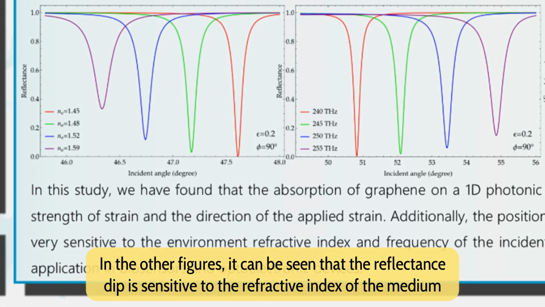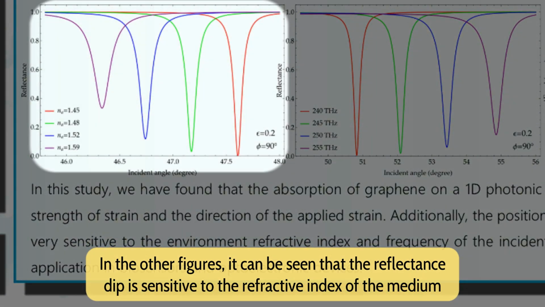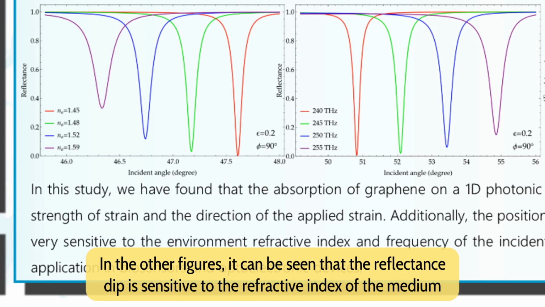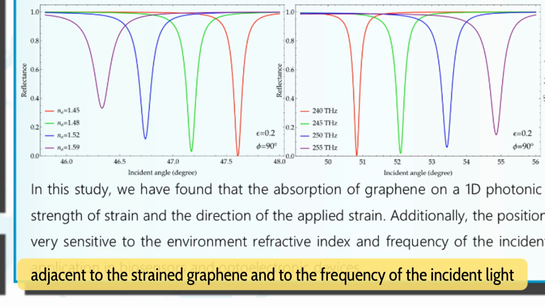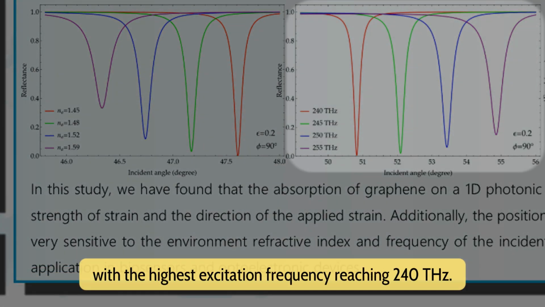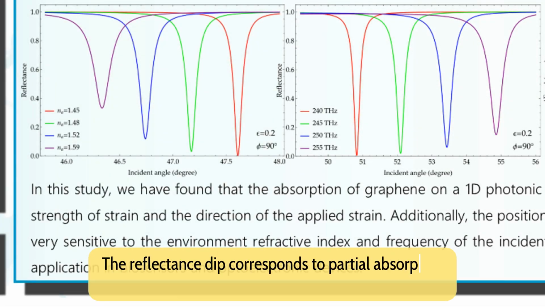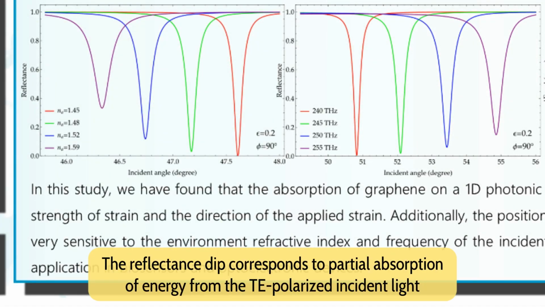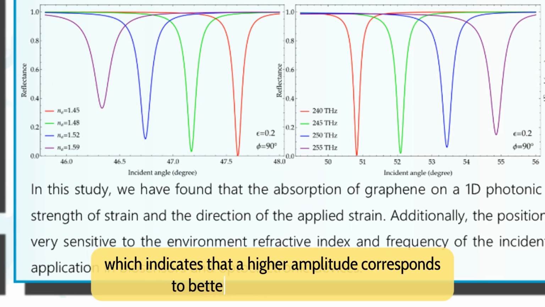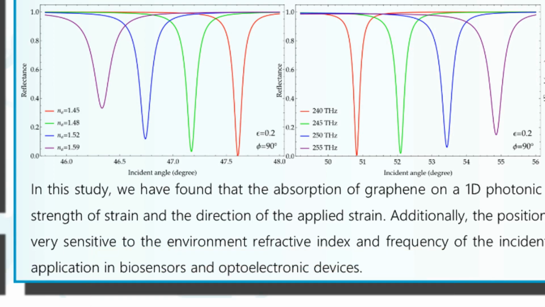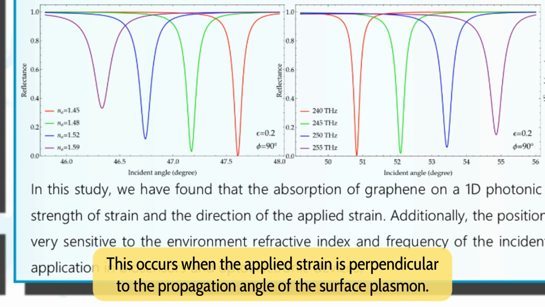In the other figures, it can be seen that the reflectance dip is sensitive to the refractive index of the medium adjacent to the strained graphene and to the frequency of the incident light, with the highest excitation frequency reaching 240 terahertz. The reflectance dip corresponds to partial absorption of energy from the TE polarized incident light, which indicates that a higher amplitude corresponds to better light-matter coupling. This occurs when the applied strain is perpendicular to the propagation angle of the surface plasmon.